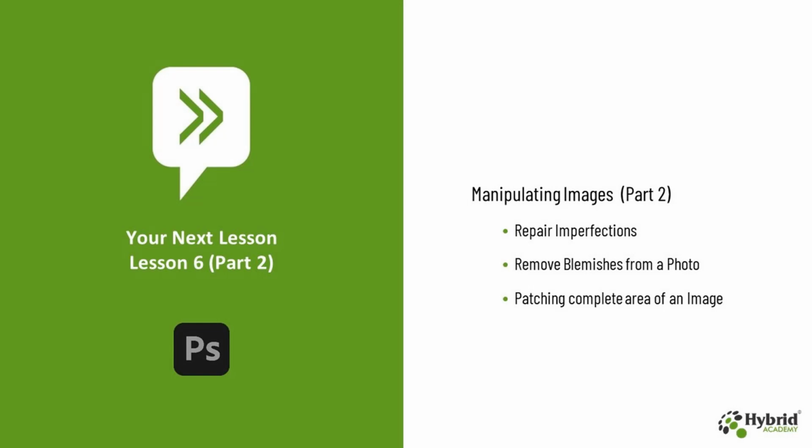In the next lesson, that is part 2 of lesson 6, we will learn further on manipulating images, and we will learn to repair the imperfections, remove blemishes from a photo, and patching complete area of an image.